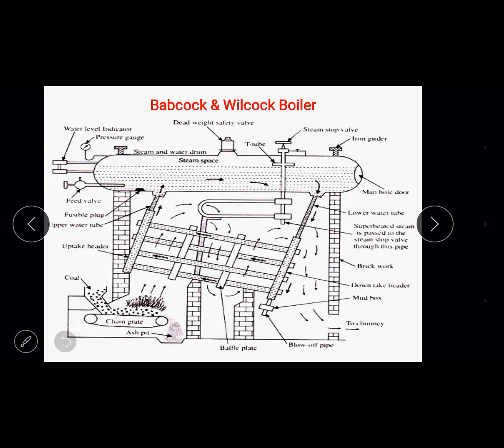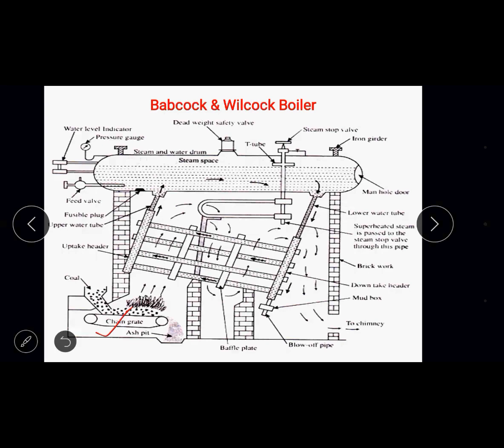So coming to this Babcock and Wilcox boiler. They are externally fired boilers, because you can see the combustion chamber, the furnace, is placed externally. It is not an integral part of the boiler. It is not placed inside the boiler drum. So it comes under externally fired boilers, and it comes under water tube boilers.